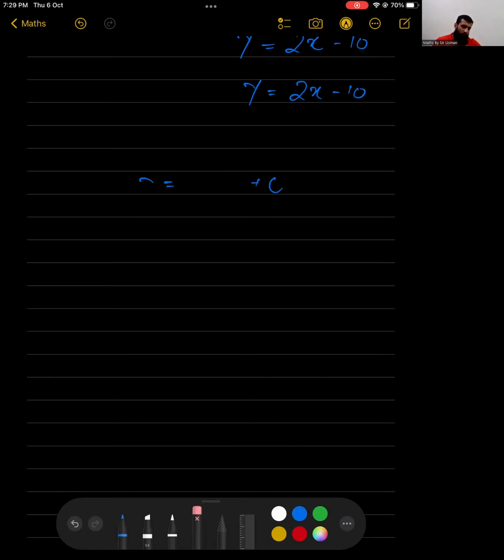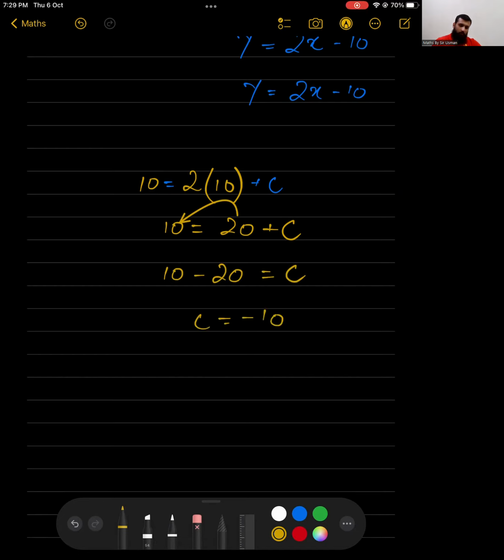तो आप वैल्यू सब्स्टिट्यूट करोगे यहाँ पे. So this is 2, 10 and 10. And this turns out to be 10 is equals to 20 plus c. 20 को आप लेकर जाएंगे दूसरी साइड पे. It would be subtracted over here. And we'll be left with c is equals to negative 10.